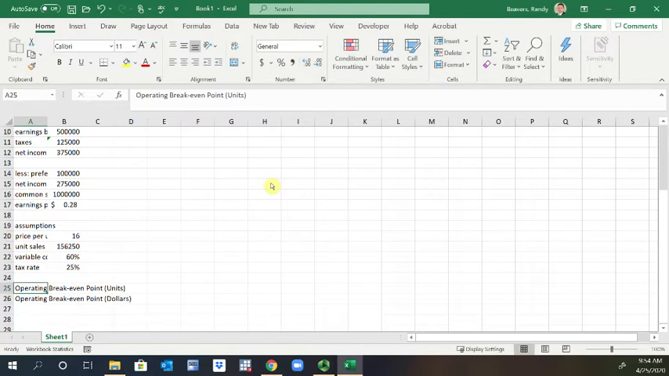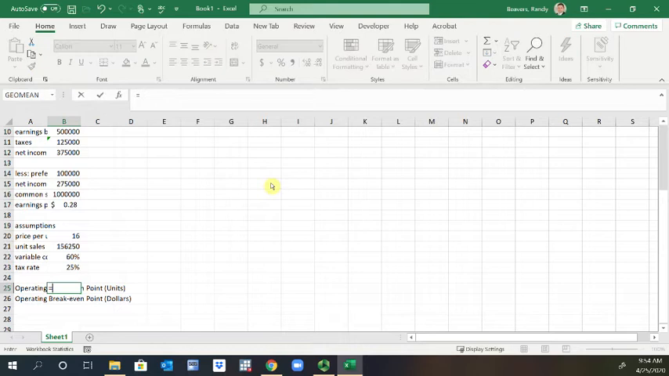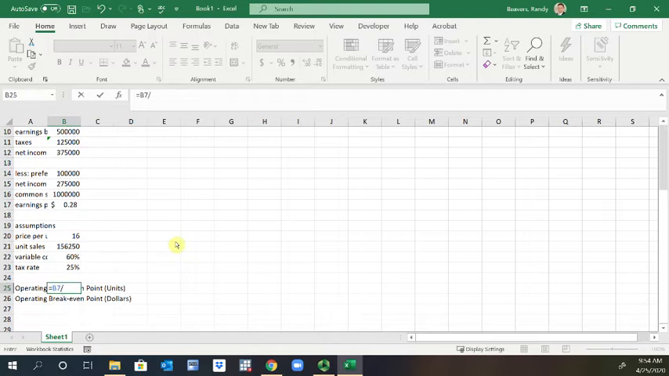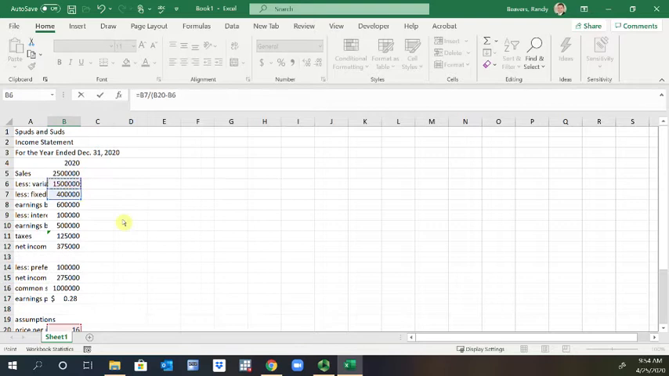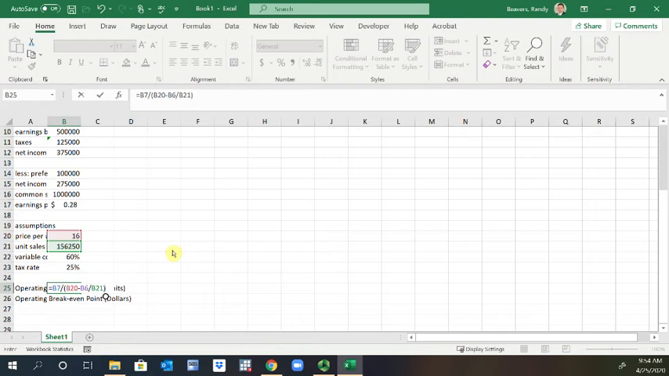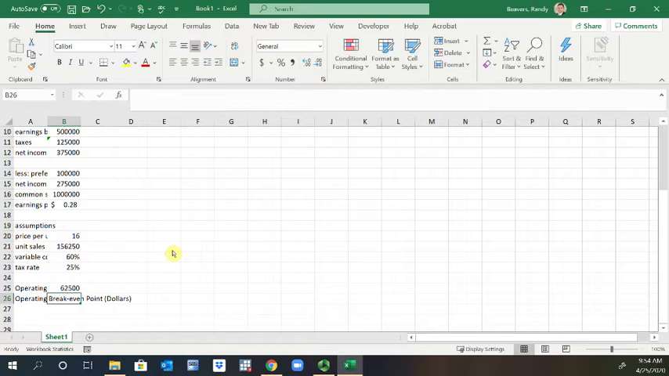So in cell B25, to calculate the break-even, which means that you have zero profit, that's going to be equal to B7, the fixed cost, divided by, parentheses, the price per unit, minus B6 divided by B21. So what we're getting is the variable cost per unit because we divide first, then subtract, and then we divide it into the fixed cost. So you should get 62,500 as your break-even amount of units.